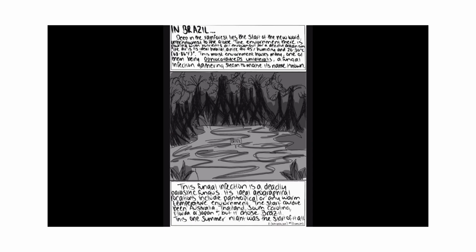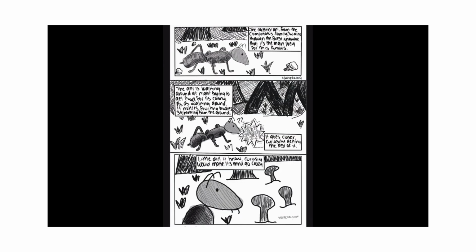known. This fungal infection is a deadly parasitic fungus. Its ideal geographical locations include pantropical or any warm temperature environment. The start could have been Australia, Thailand, South Carolina, Florida, or Japan, but it chose Brazil. This one summer night was the start of it all. The carpenter ant from the Camponotus family walks through the forest unaware that it's the main prey for this fungus.